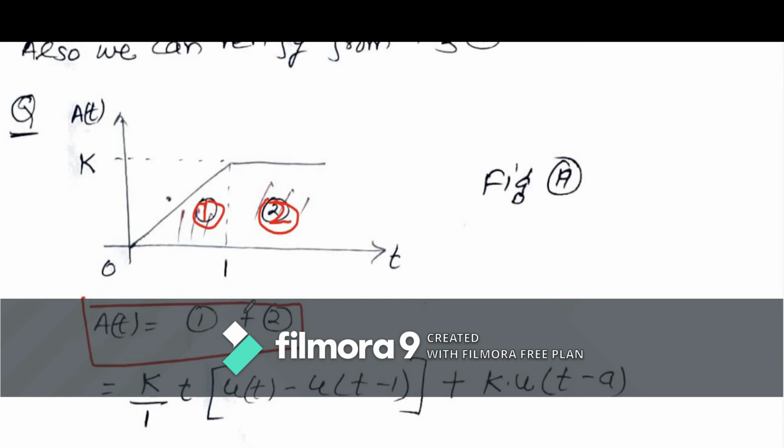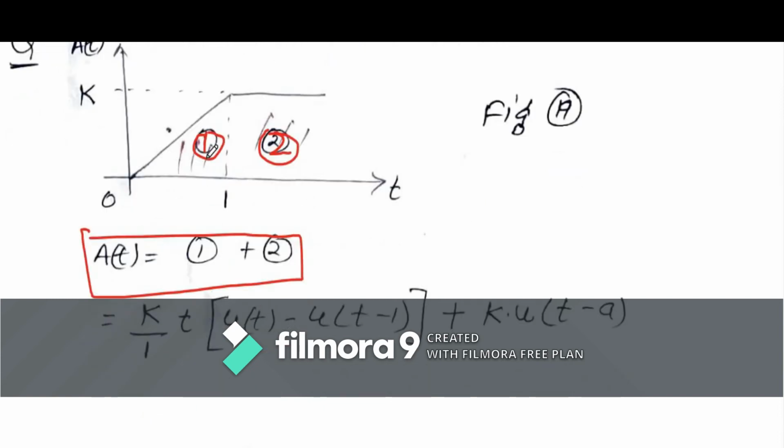So applying the GS formula, you will get the slope. K upon 1 is the slope. Then t minus 0 will give me t. Then I have to apply a gate function, which is u of t minus 0 minus u of t minus 1. This gate is starting from this and ending at this. So this bracketed term is the expression for part 1 up to this point.